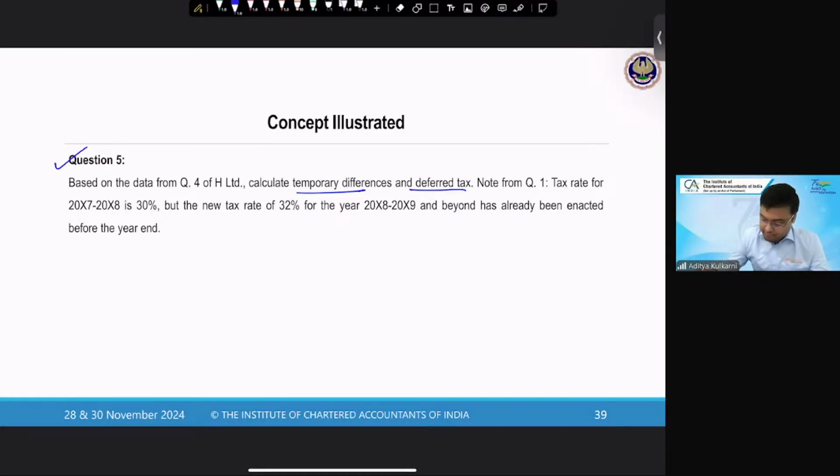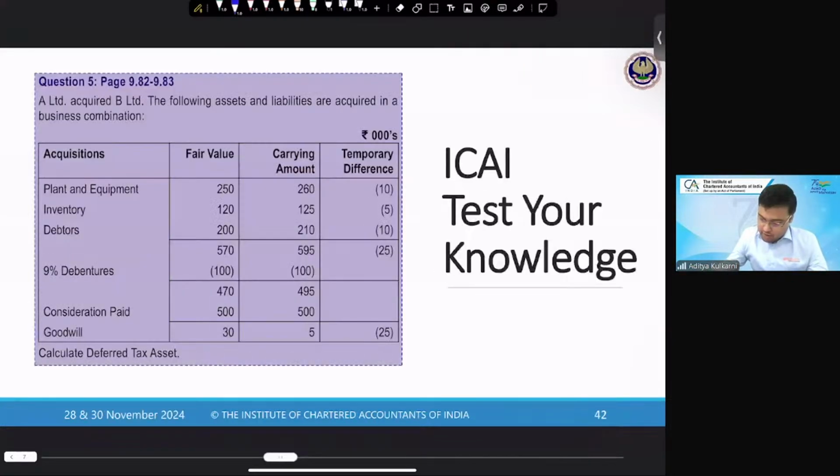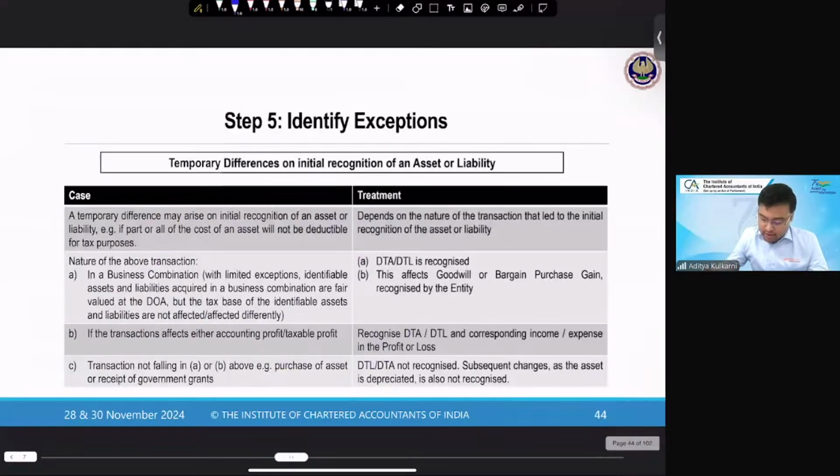Goodwill. Calculate the goodwill arising on consolidation. Temporary differences.